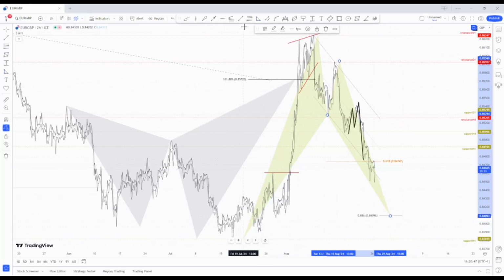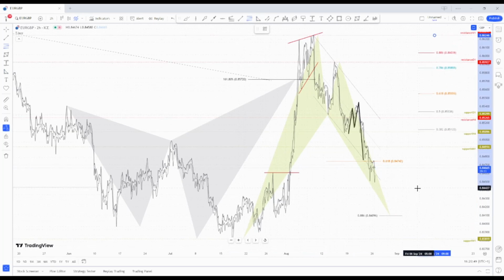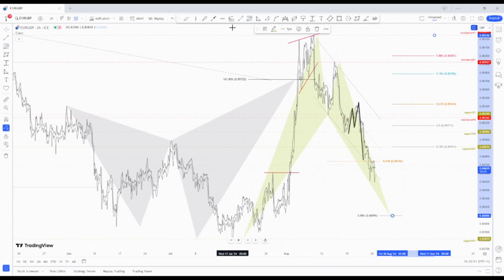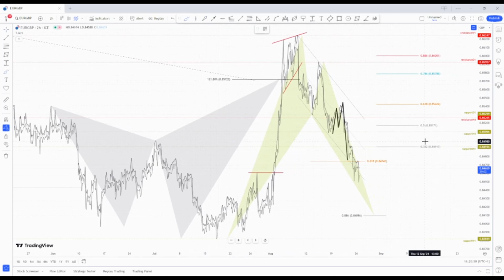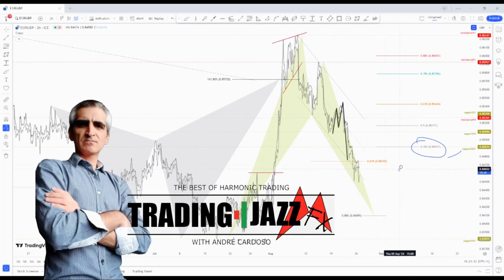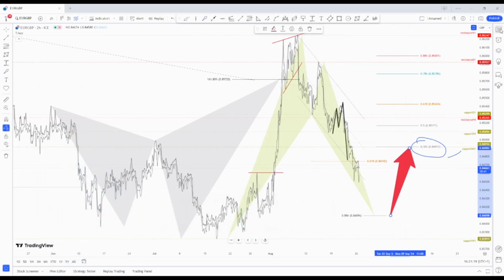If that pattern materializes, we may expect a bounce very similar to previous reactions, and in this case we have the 38% Fibonacci level, as you can see right there, synced with the previous support level. We have the monthly fractal support, and this is the default target for the pattern if completed at 84.09. So I will expect a move from the 88.6 to the previous support level for the euro versus the pound.